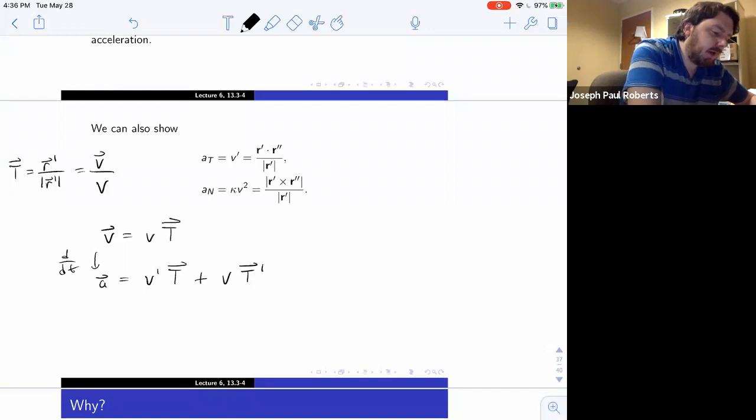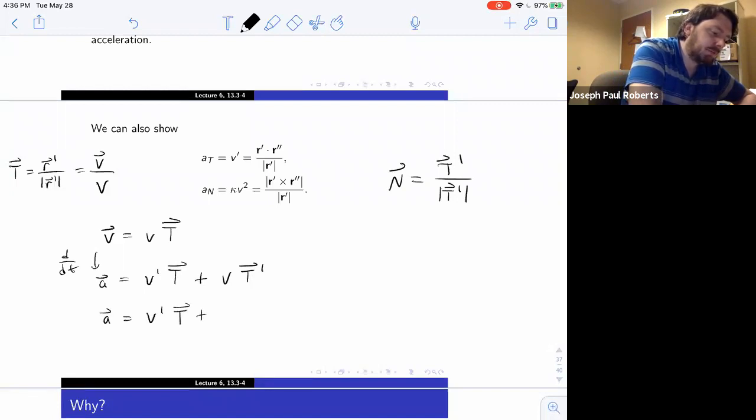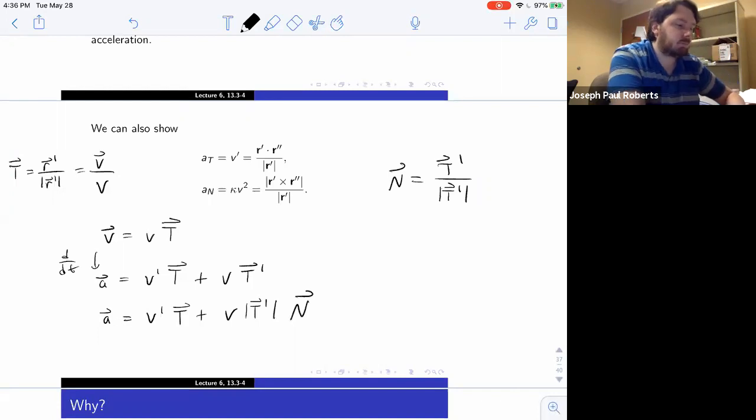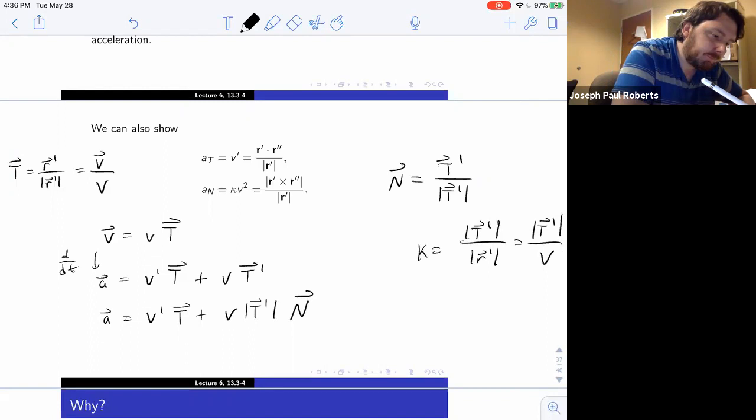And then remember, n is t prime normalized. So if I substitute in, a is v prime t plus v times length t prime times n. But then remember, kappa is length t prime over length r prime, which is length t prime over v.